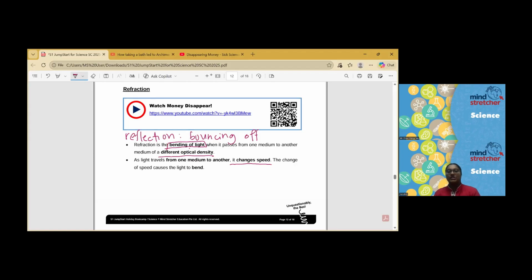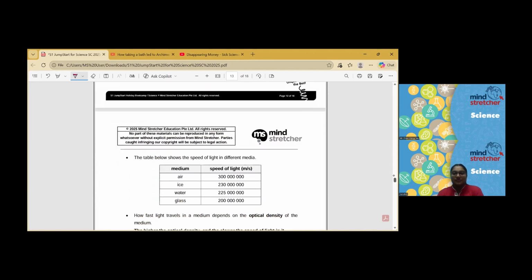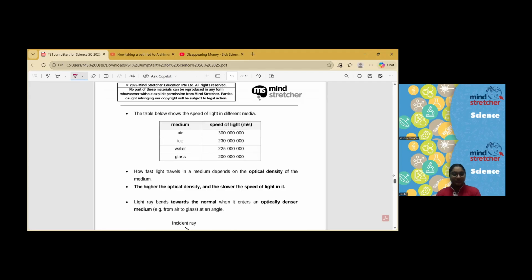But if you have a change in medium now, what is going to happen is that there's a change in speed. And as a result, you are going to have the light to bend. Okay? Okay, so in this case, you can take a look at the fact that air has the fastest speed, okay? And as it goes down the table, you can see that ice, glass, and water, the speed is slowly decreasing. Okay, speed is decreasing. But why do you think speed is decreasing? What was the factor that's affecting the speed?